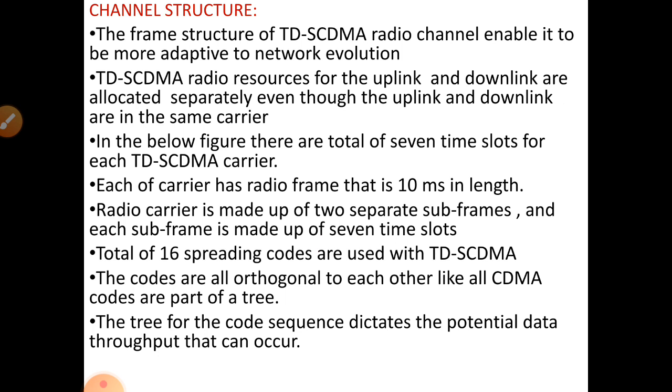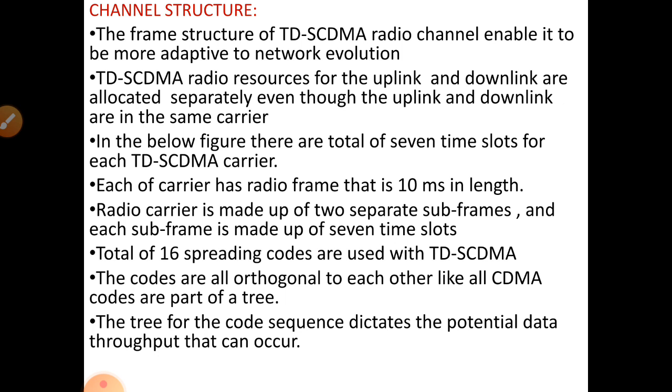So in TD-SCDMA, they are using uplink and downlink allocation separately, even though the uplink and downlink use the same carrier, because in TD-SCDMA we are using the same carrier as well as the same bandwidth. Even though we are using the same carrier frequency and the same bandwidth, we are going to allocate the radio resource for uplink and downlink separately.